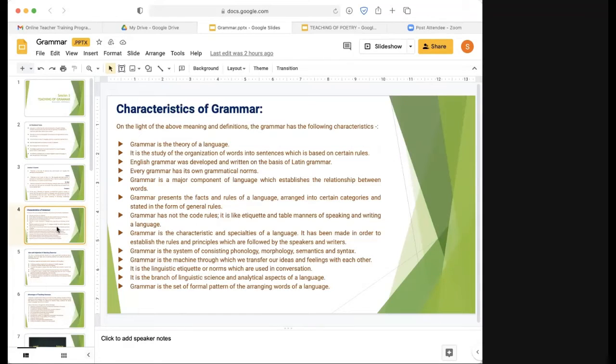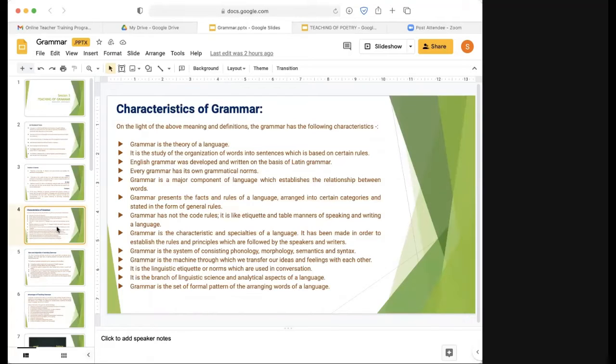Characteristics of grammar. In the light of the above meaning and definitions, grammar has the following characteristics. Grammar is the theory of language. It is the study of organization of words into sentences, which is based on certain rules. English grammar was developed and written on the basis of Latin grammar. Every grammar has its own grammatical norms. Grammar is a major component of language, which establishes the relationship between words. Grammar presents the facts and rules of the language arranged into certain categories and stated in the form of general rules.